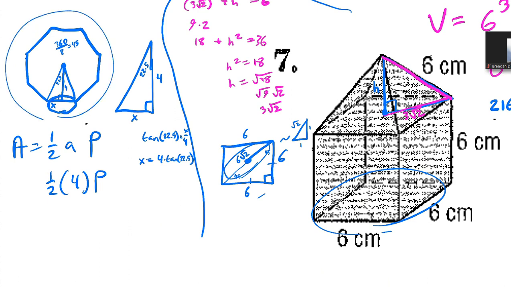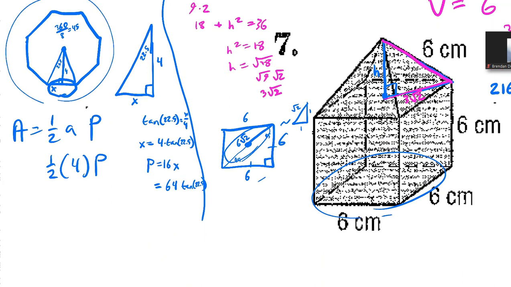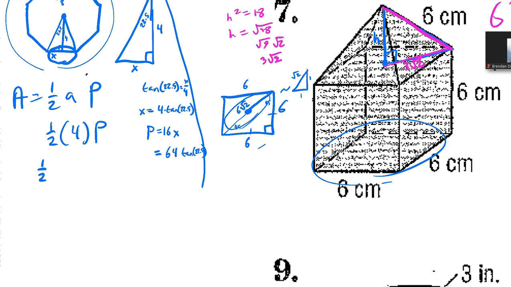Well, 2 of them make one side, and there's 8 sides, so there's 16 of those x's. Okay, so the perimeter equals 16 of those x's, so the perimeter equals 16 times 4, 64. Tangent of 22.5. And so we just plug that in. So the area of the base is 1/2 apothem times the perimeter, or 64 tangent 22.5. And so the 1/2 and the 4 cancel for a 2. So we get the area of the base is 128 tangent 22.5.